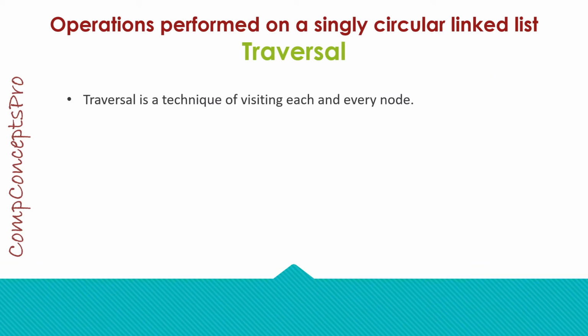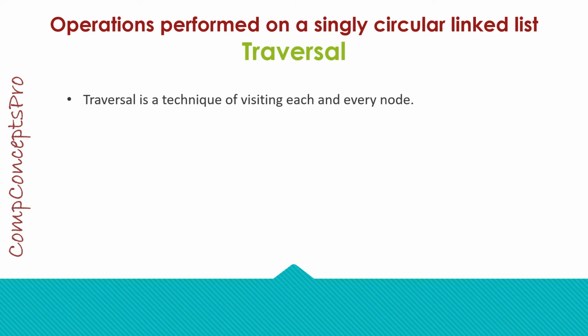In a circular linked list, we start from the first node and traverse each node. We stop when we once again reach the first node. This is possible because we know that in a circular linked list, the next pointer of the last node stores the address of the first node, which I have already discussed in my video on introduction of circular linked list.